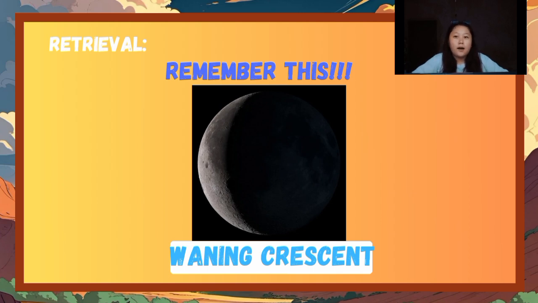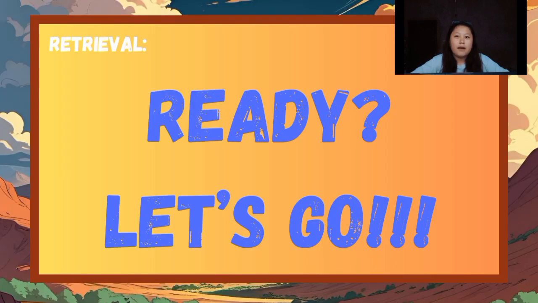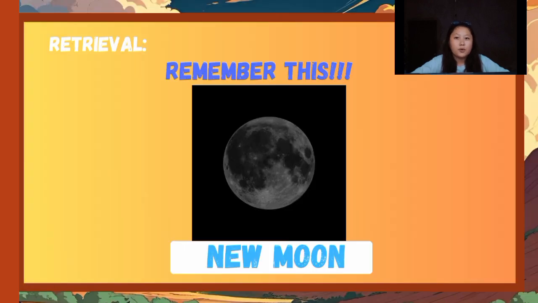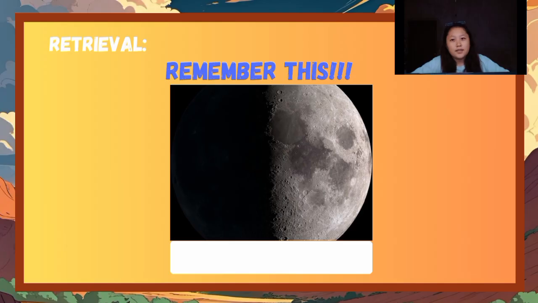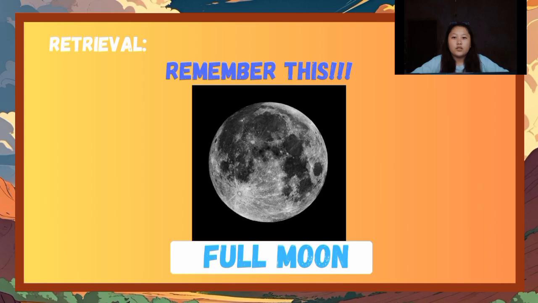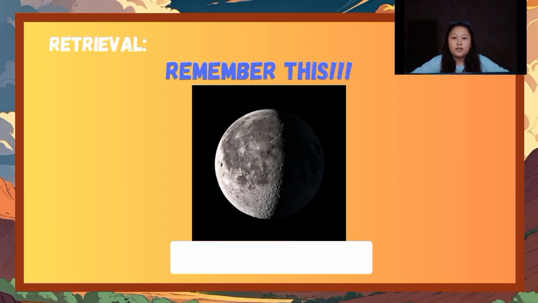Okay, so after that presentation, I start the flashcard game. In the first slide of the flashcard game, I presented only the picture, so they will only have to name the picture. For example, this one is blank, so it is the new moon. And then the next, it is the waxing crescent, and so on and so forth. So this is for the retrieval part.